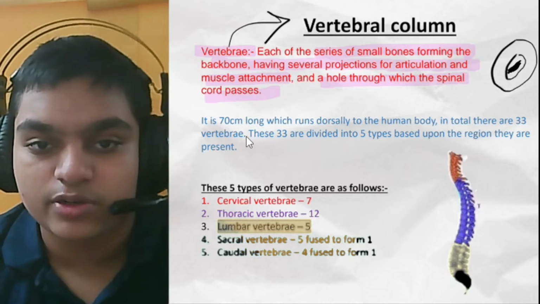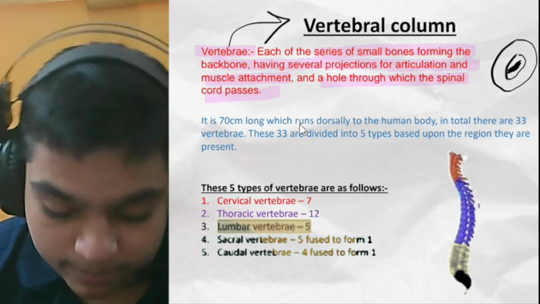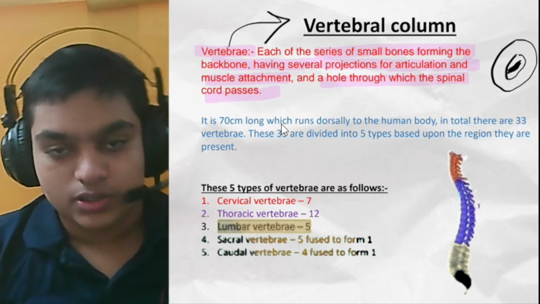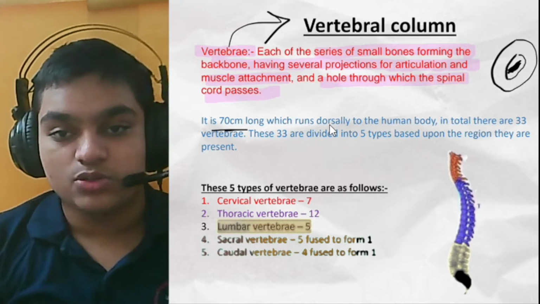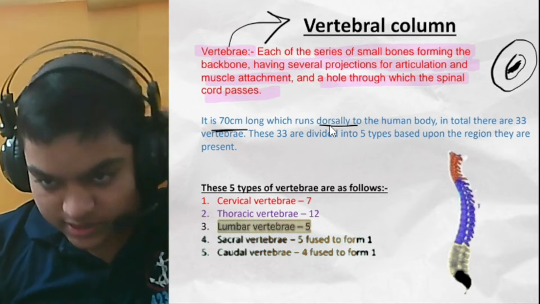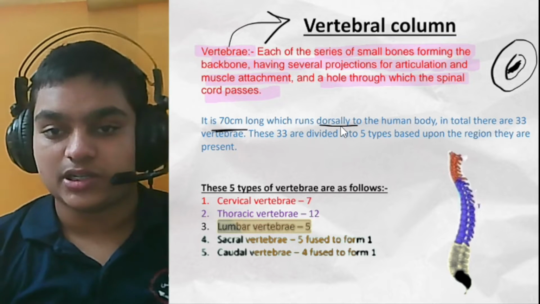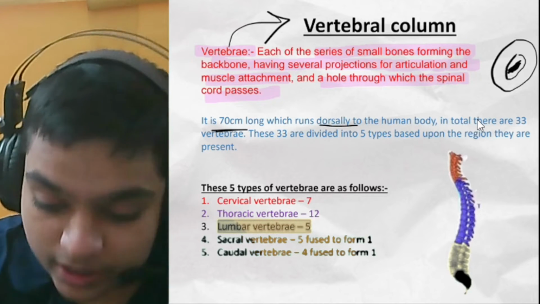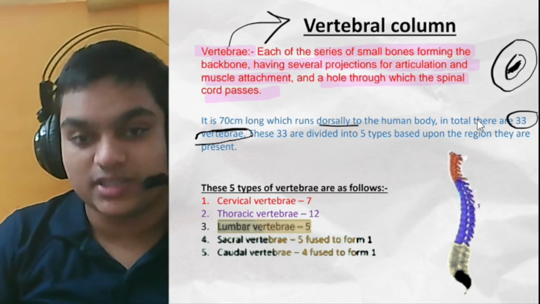Now let's move into some deeper introductory points about this vertebral column. The vertebral column is 70 centimeters long. It runs dorsally in the human body. We all know what is meant by the dorsal side: this back side is dorsal, and where the heart is present, it is ventral. The human body has a total of 33 vertebrae. This is very important, as they can confuse you while asking questions.